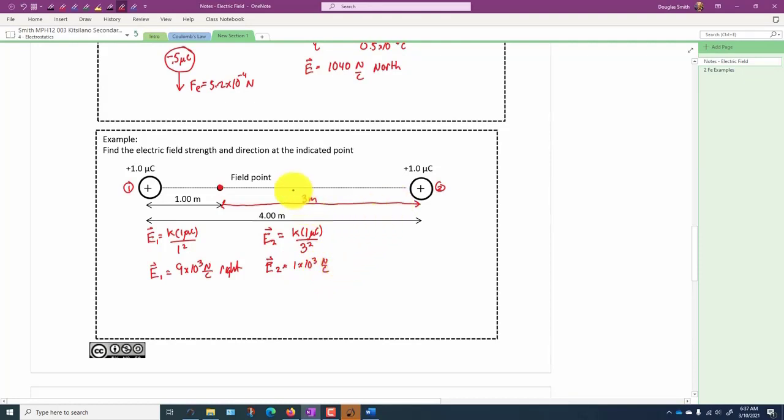And this one, at this point, the field caused from that charge will be to the left. So we have one big field there, smaller field there, and that will be the total field. So it's the difference between the two and to the right. So E total is 9 minus 1 times 10 to the power 3. So E total is 8,000 newtons per coulomb to the right.